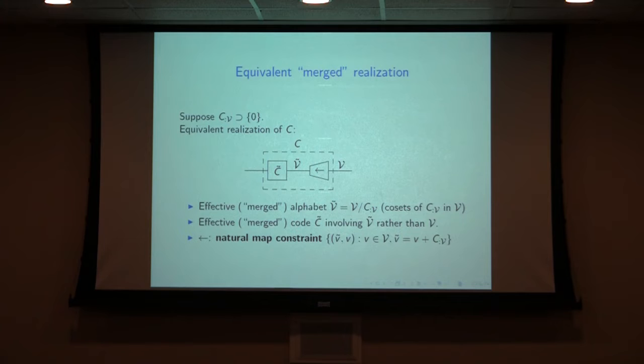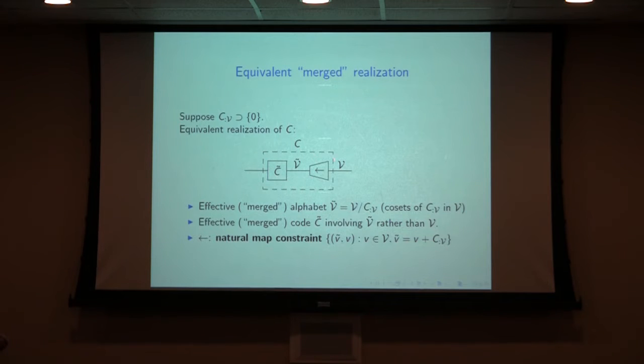I think some people have been scared away from this subject because they don't feel they know any group theory. This is really all the group theory you need to know: understand what a quotient group is. It's a set of cosets of CV in V. So that's a smaller alphabet when this is larger than 0.